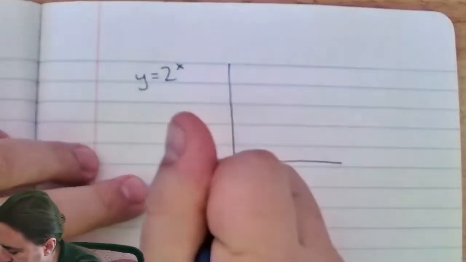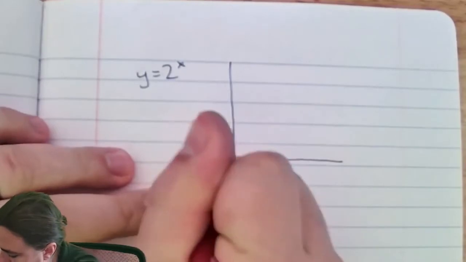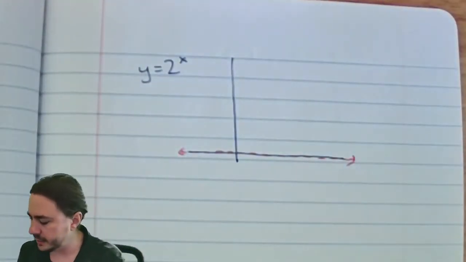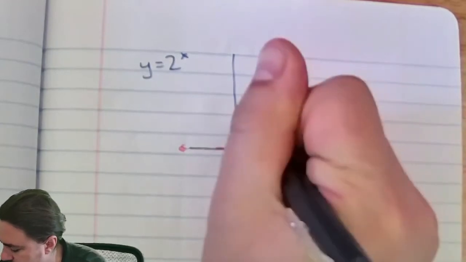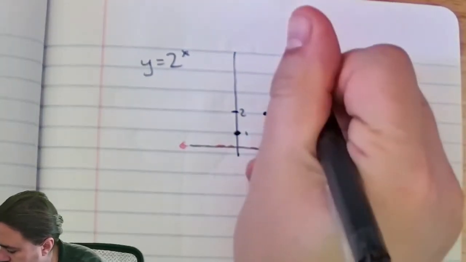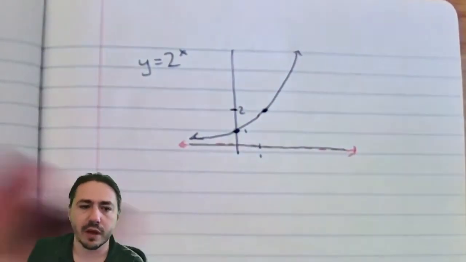just the general idea is you've got this horizontal asymptote at y equals 0. You've got a coordinate at (0, 1), and then you've got a point at 1, the base, which in this case is 2. And here's your curve. It looks something like this. So that's y equals 2 to the x.